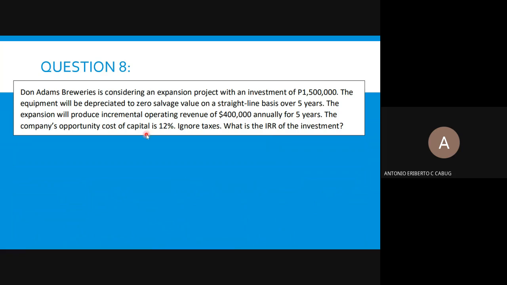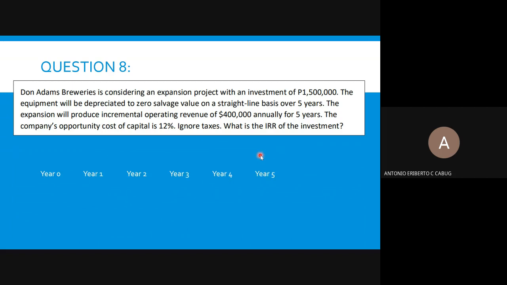So Don Adams Breweries is considering an expansion project with an investment of 1.5 million pesos. The equipment will be depreciated to zero salvage value on a straight line basis over 5 years. The expansion will produce incremental operating revenue of $400,000 annually for 5 years. The company's opportunity cost of capital is 12%. Ignore taxes. What's the IRR of the investment?